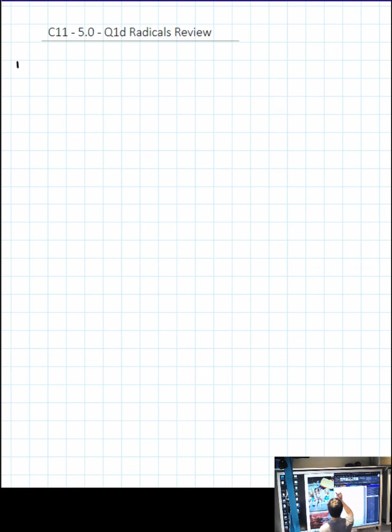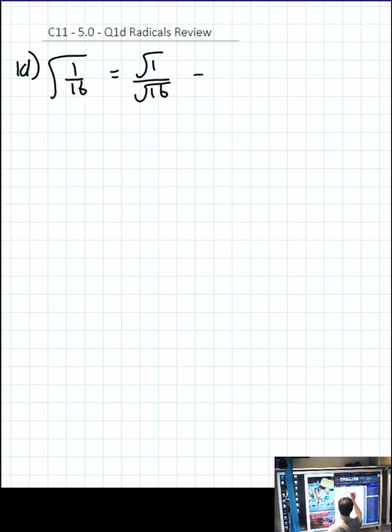Okay, we have 1d. This is a 2-line square root of 1 over 16. So 1 over 16 and a square root over the whole thing, called a 2-line root. So we can go to the right, we can say equals root 1 over root 16, separating the roots, equals, the square root of 1 is 1, and the square root of 16 is 4.